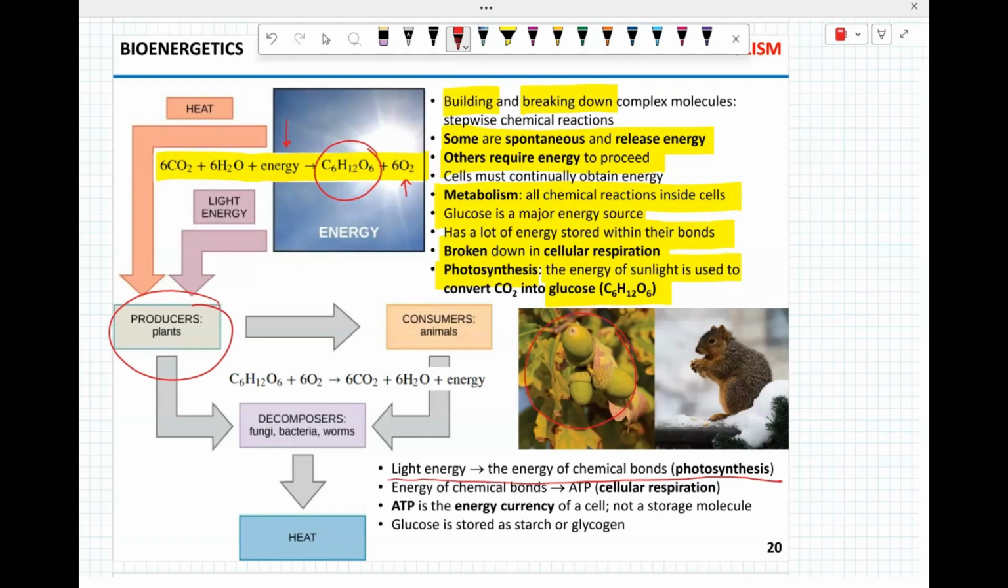The energy of chemical bonds is then used in the process of cellular respiration by consumers, such as animals, and decomposers, which destroy dead organisms. So, when energy of chemical bonds is released during cellular respiration, it is used to produce ATP. ATP serves as the energy currency of the cell, and I want to highlight this. ATP is not a molecule that stores energy for a long time. It is not a savings account. It's cash that constantly changes its owners.